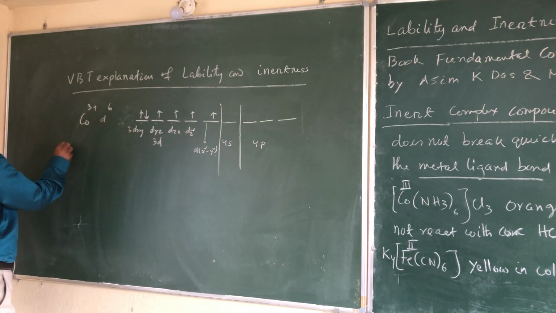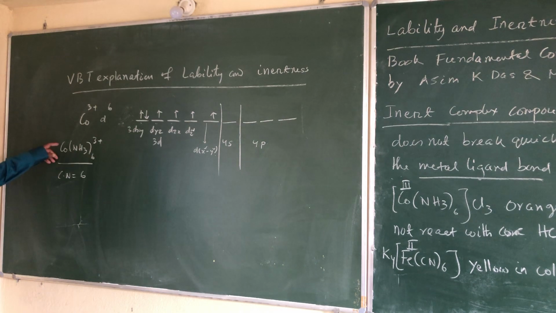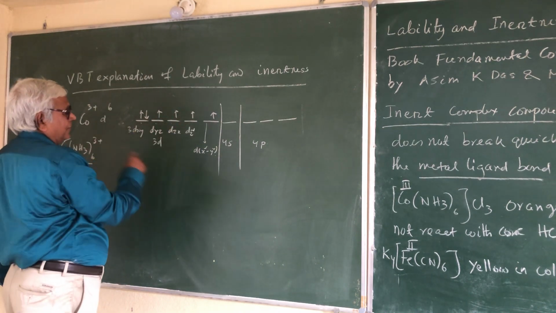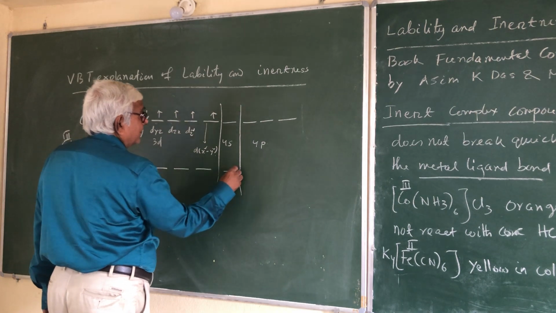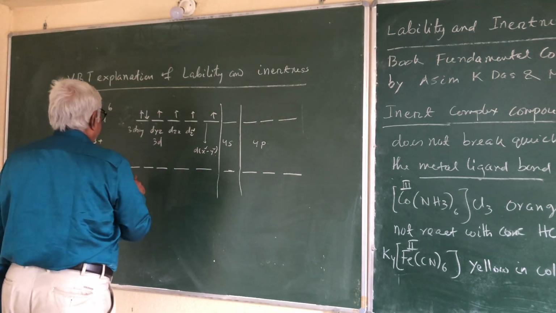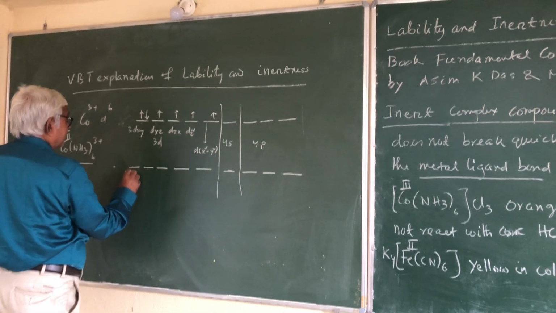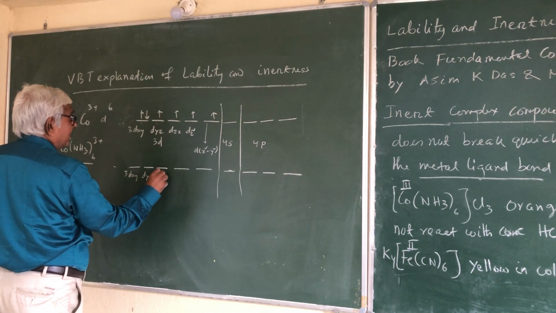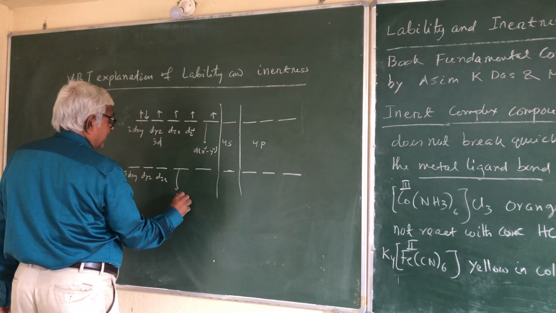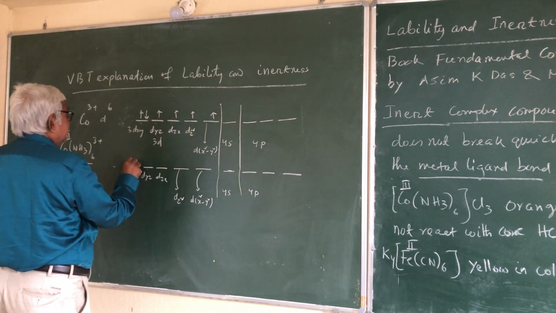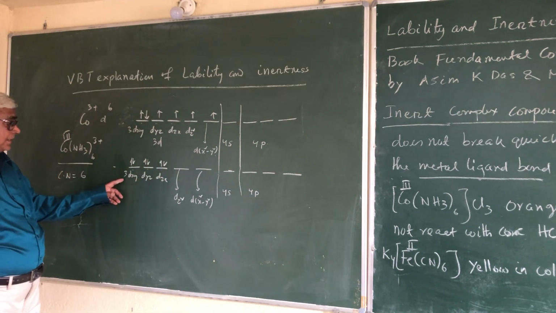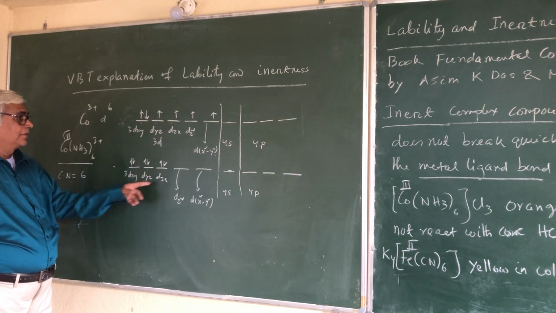For this complex, the coordination number of metal is 6. The coordination number of cobalt(III) is 6. So six vacant orbitals are needed. These six electrons can be accommodated like this: 3dxy, dyz, dzx, dz square, dx square minus y square, 4s, 4p. So six electrons will be accommodated in the 3d orbitals dxy, dyz, dzx. Six electrons are accommodated here.